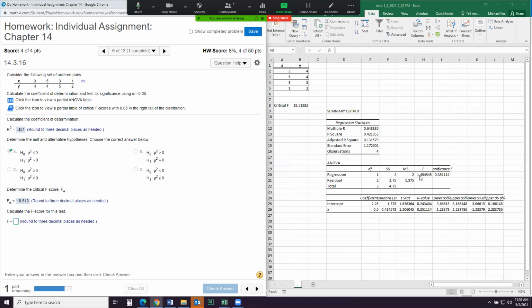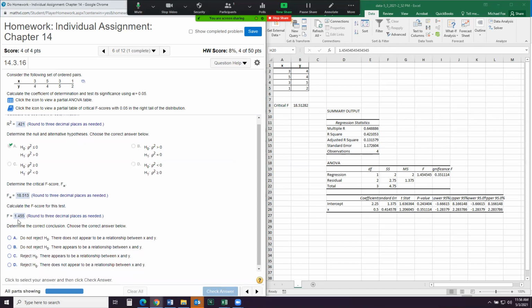All right, now we're supposed to calculate the F score. One of the cool things is the F score is actually given to us when we do our regression analysis. So there it is right there. Mine is 1.455. So we can see that my F score is way closer to the mean than my critical score.